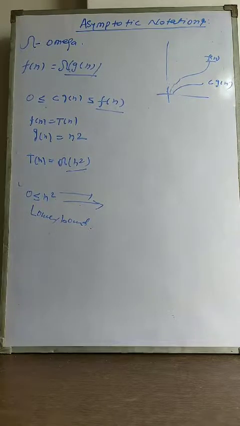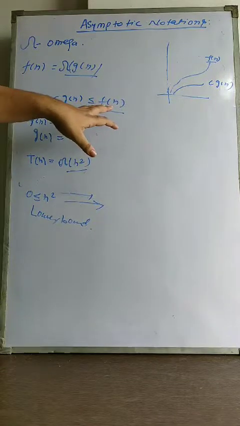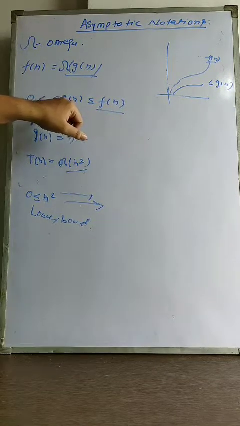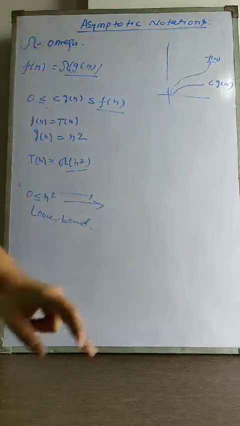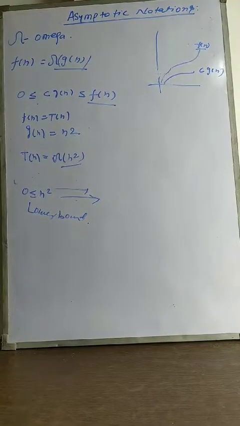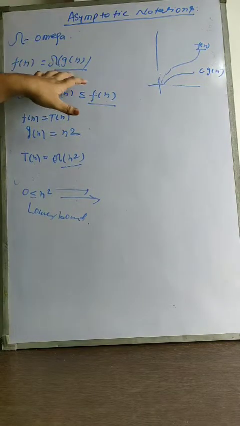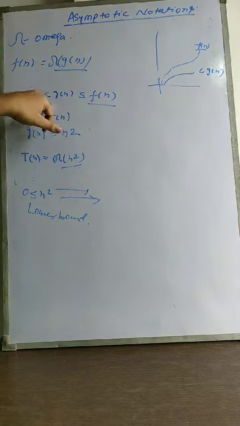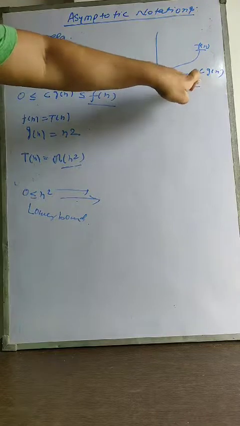Now the next notation is omega notation. So what does the omega notation mean? Fn is equal to omega of Gn. So it means Fn will always be greater than Cgn. So this is the Cgn function, and Fn is above this function. So we were talking about the omega of Gn. Sorry for the interruption. So omega of Gn means Fn will always be greater than Cgn, where C is positive. So here you can see that Fn is always above the Cgn.